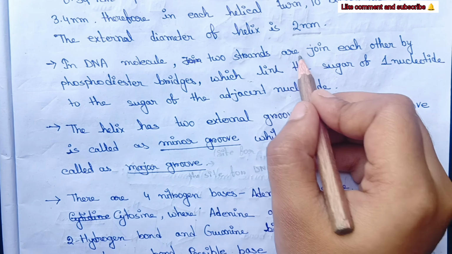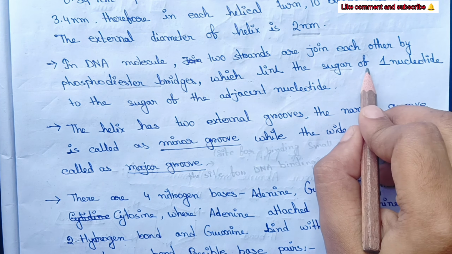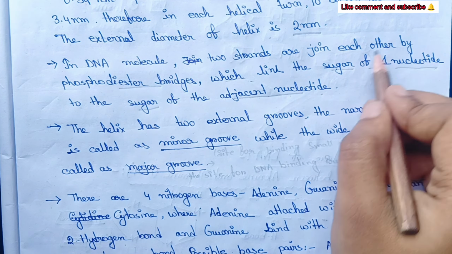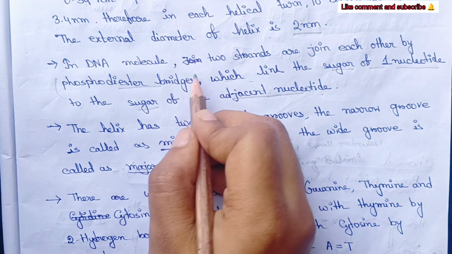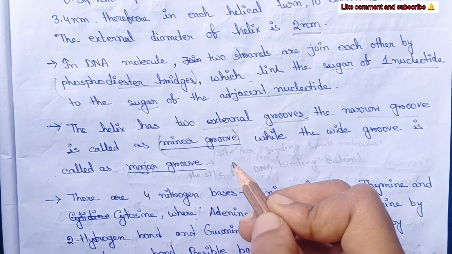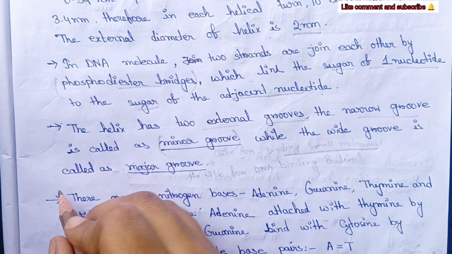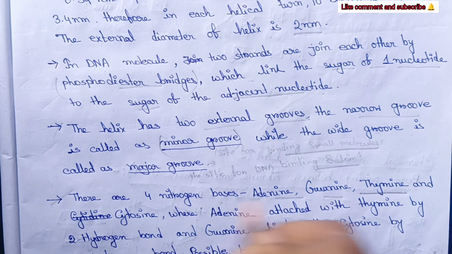In DNA molecules, the nucleotides are joined by a phosphodiester bridge, which links the sugar of one nucleotide to the sugar of an adjacent nucleotide. So one nucleotide is attached to its adjacent nucleotide by a phosphodiester bridge. Then the helix has two external grooves. The narrow groove is called the minor groove. It helps the binding of small molecules, while the wide groove is called the major groove, which helps in DNA binding protein. Then there are 4 nitrogen bases mainly present: adenine, guanine, thymine and cytosine.